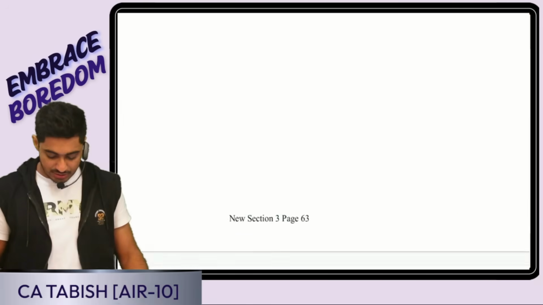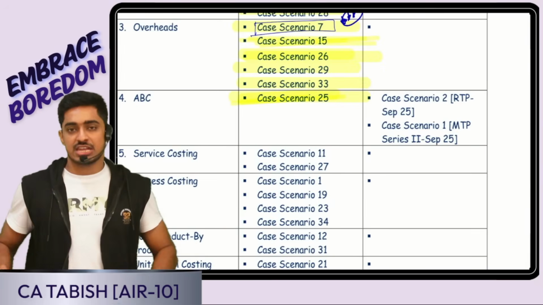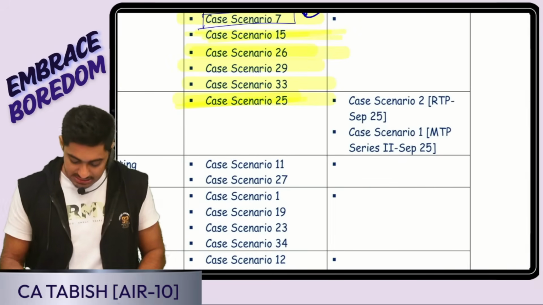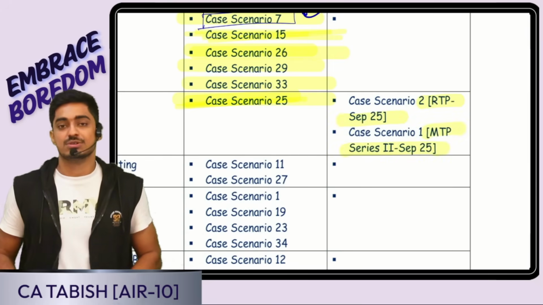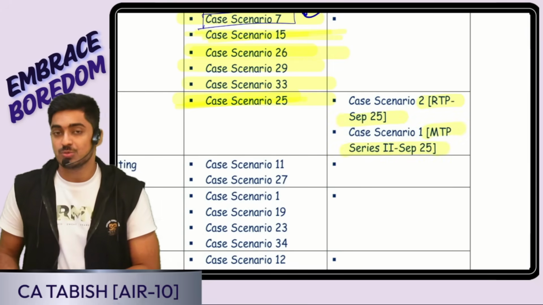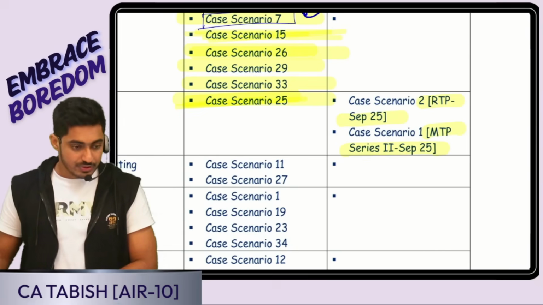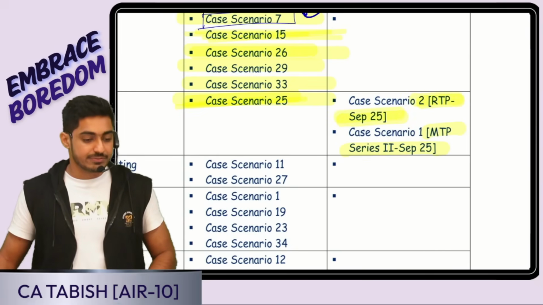Perfect. So shall we continue our discussion, everyone? Yes, sir. The next question: in the case scenario booklet, we have only one question. But in the recent RTP and MTP, if you see, a question has come in RTP also and in MTP also. So going ahead to your examination, this could be one of the tested areas and important for you. Now let us go ahead to case scenario number 2, which is RTP September 25.